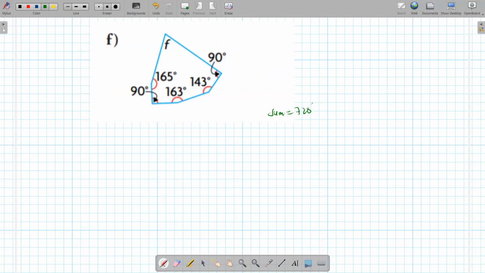You just subtract all the angles on the inside, because they have to add up to 720, right? So if you just subtract everything else, you'll get the missing angle. And that gives me F is 69 degrees. Okay.